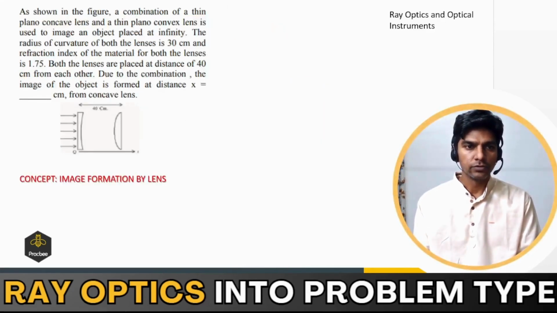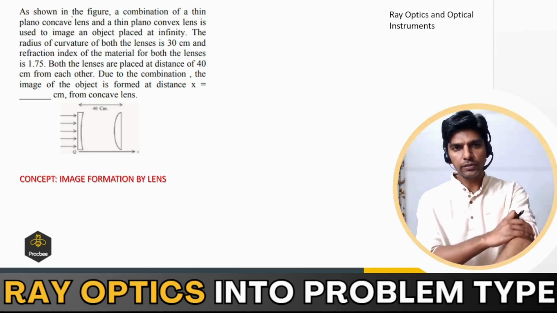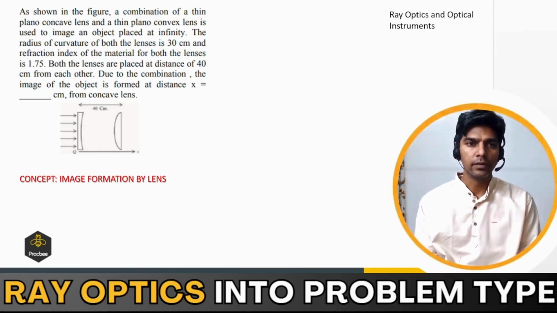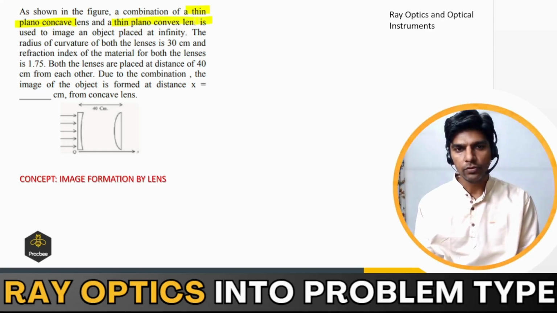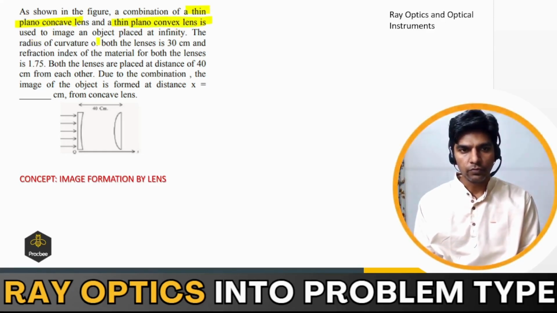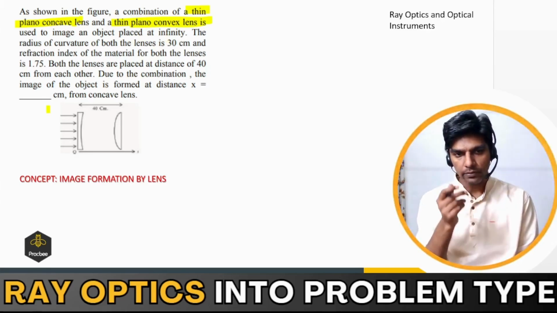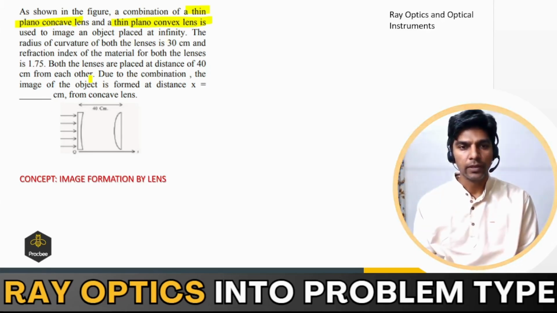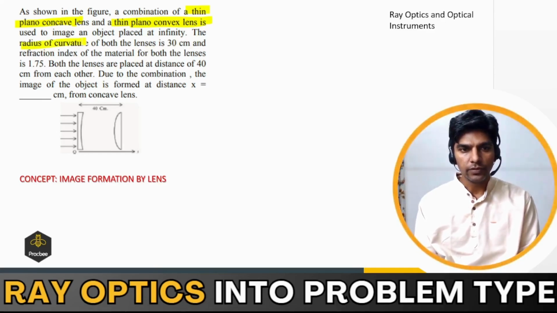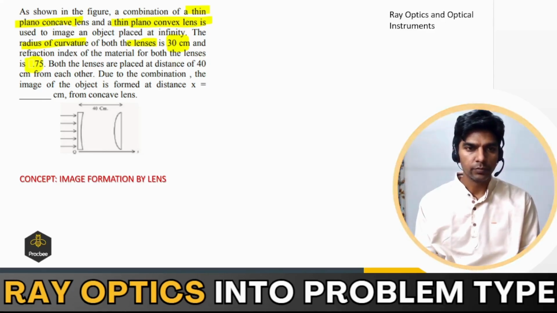Now let us see another question. As shown in the figure, a combination of a thin plano convex lens and a thin concave lens is used to image an object placed at infinity. So there is an object which is at infinity, and the light is coming towards this combination, and the radius of curvature of the lenses is 30, and the refractive index of the material for both the lenses is 1.75.